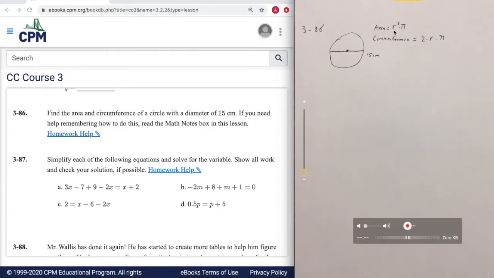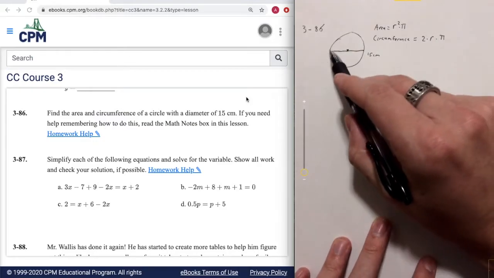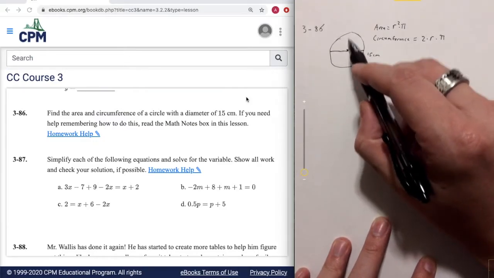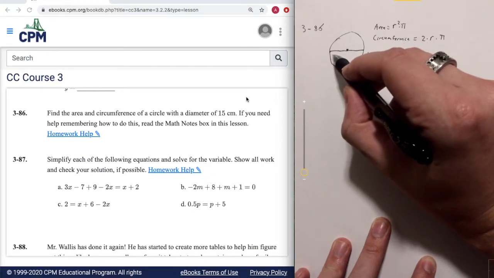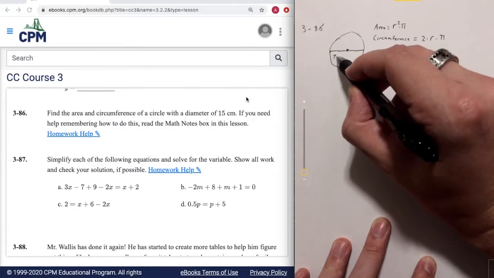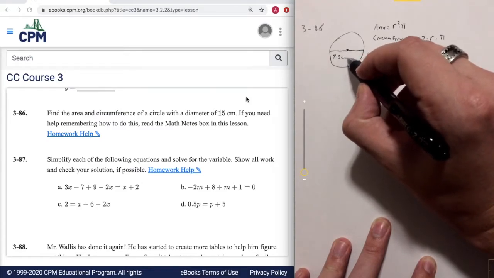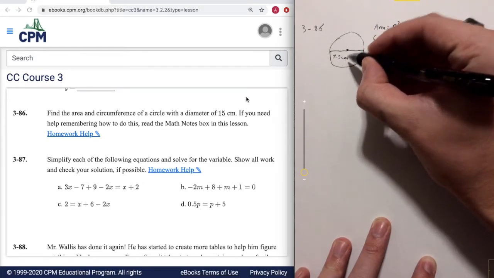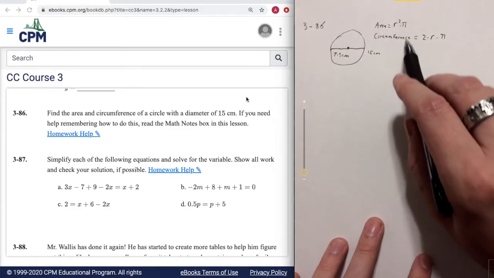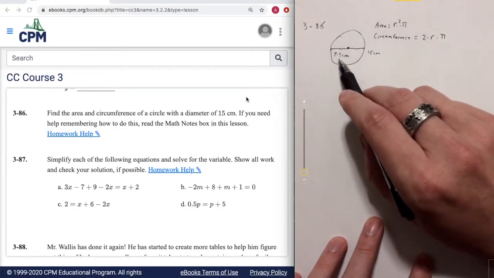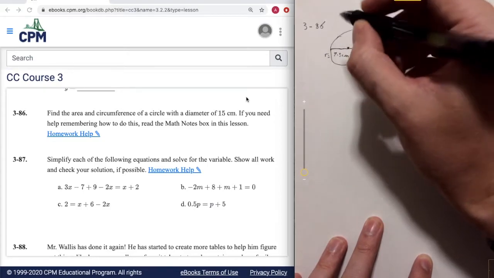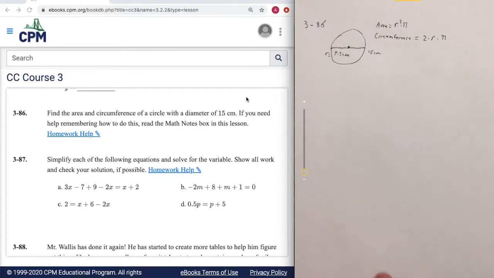R stands for radius, and the radius is half the diameter. So if this line from one side to the other side is 15, the radius is just from here to the center. That's going to be half of 15, so that'll be 7.5 centimeters. So from there, we have these equations with a variable, r, and we found what r equals. R equals 7.5. To find the area and circumference, we just need to plug r into these equations.